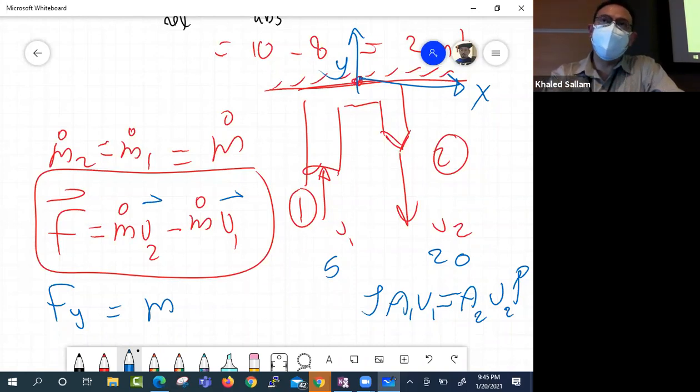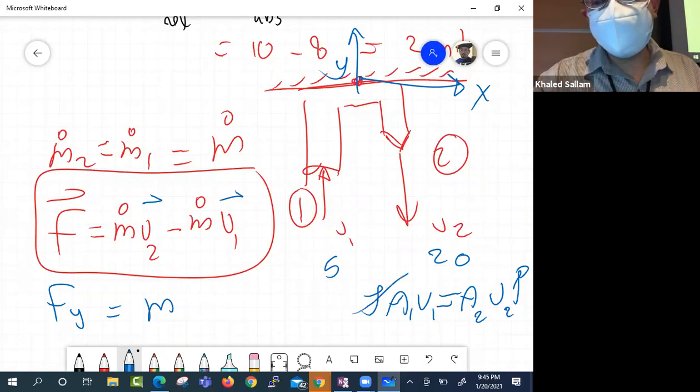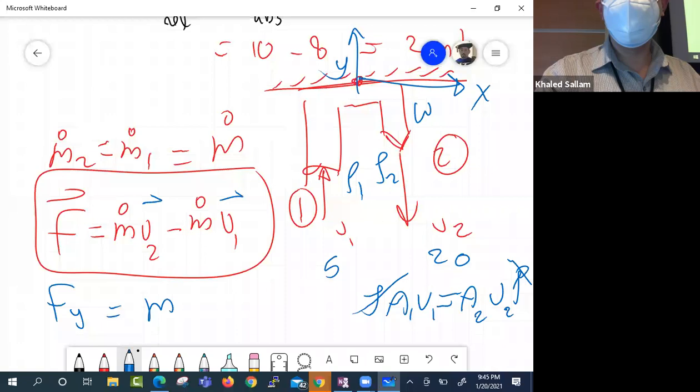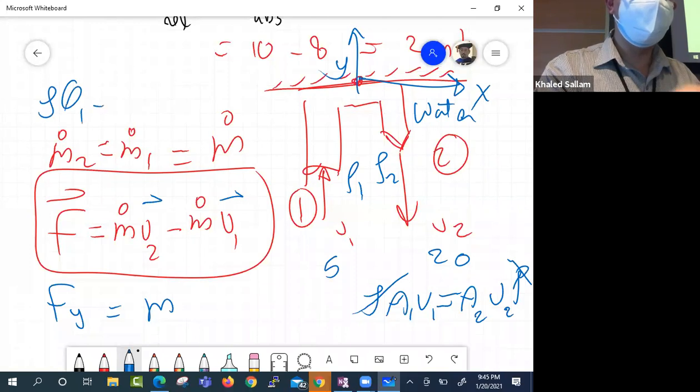Because the pipe is not moving, V relative is the same as V absolute, right? And so rho cancels with the rho. Why is rho 1 the same as rho 2 if this was water? Yeah, because it's incompressible. So rho Q1 equals rho Q2, equals basically rho Q.